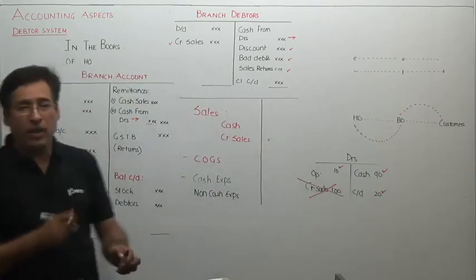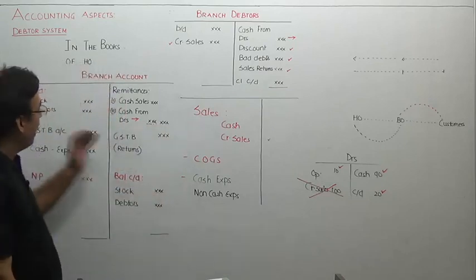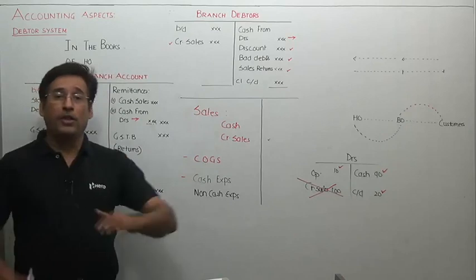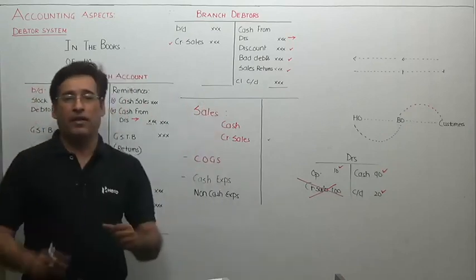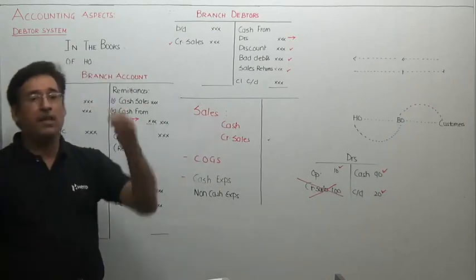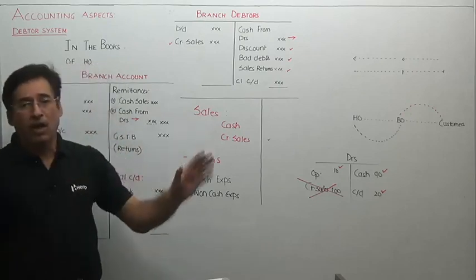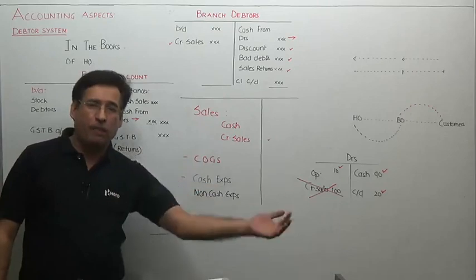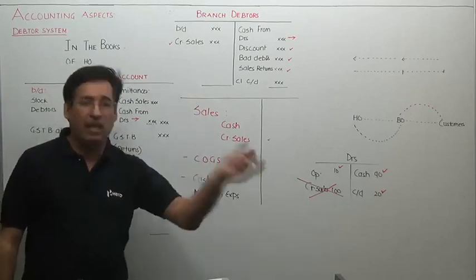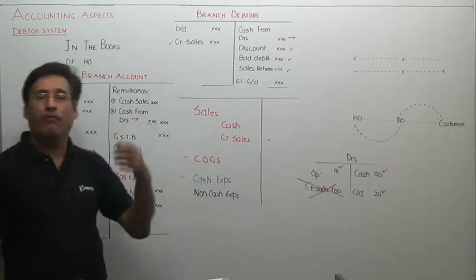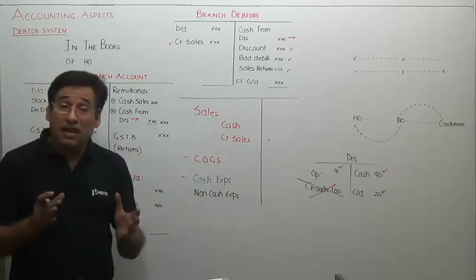Now you may ask me, sir, why are we not writing directly here? My dear students, I have already told you it's not a comprehensive double entry system. It's an incomplete accounting system. The branch is not preparing any other account. If I had been preparing a separate sales ledger, a separate sales account, then I could easily have written the entire amount of sales. So that is the reason.